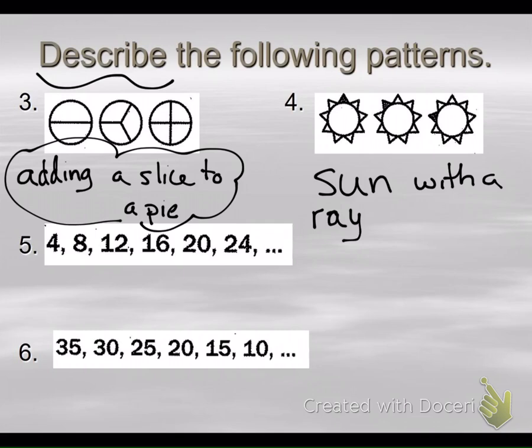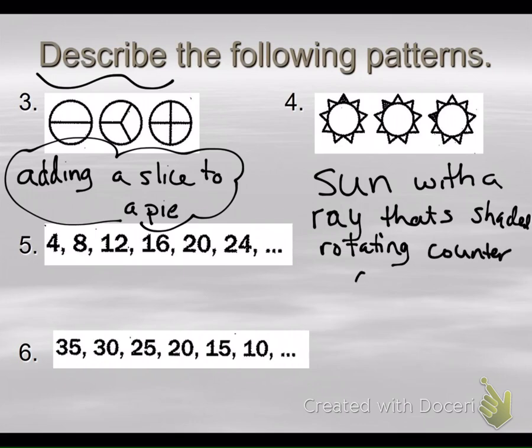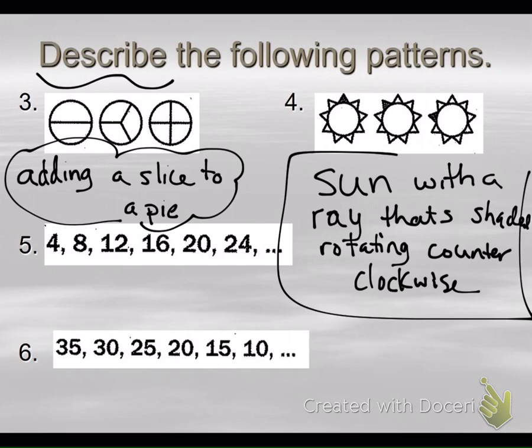You know what it means? I know what it means. Okay, sun with a ray that's shaded, rotating, and then you said another, how would you describe that direction? Counterclockwise. Perfect. All right. Can everyone agree on that one? I think that's pretty, again, maybe not the most sophisticated math answer ever, but it works for us.